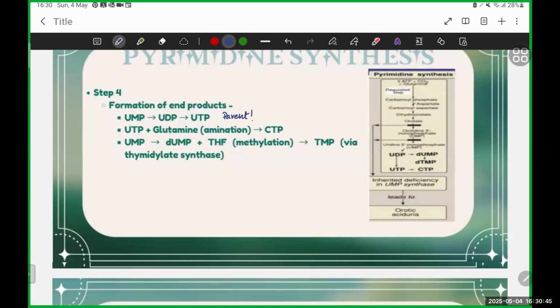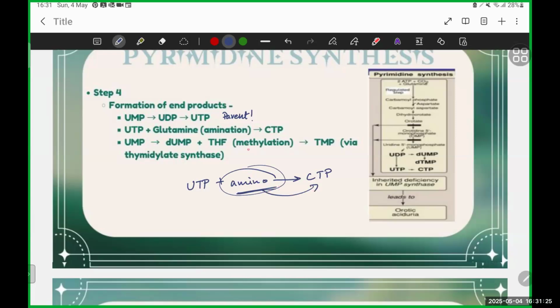Just say you have UTP. If you add an amino group, you get CTP. This amino group is going to come from an amino acid, and that's going to be glutamine. It's providing us with a lot of amino groups. So you have glutamine, and then you have CTP.